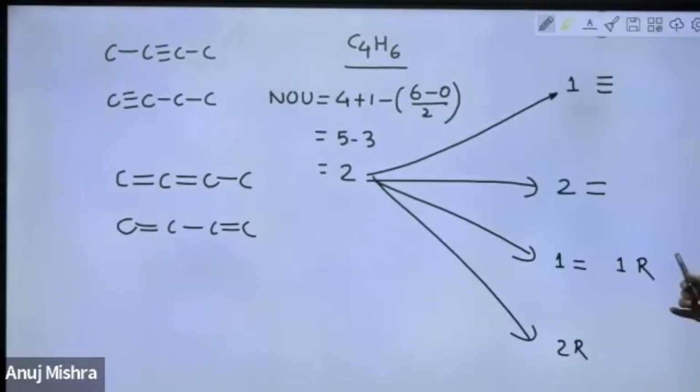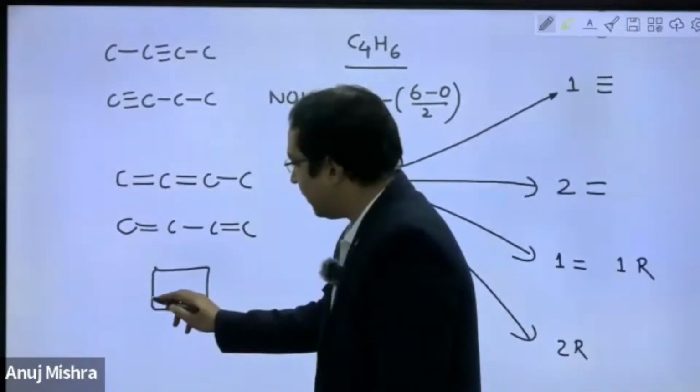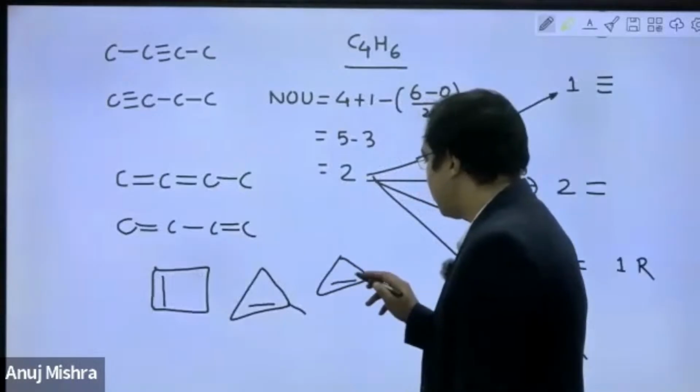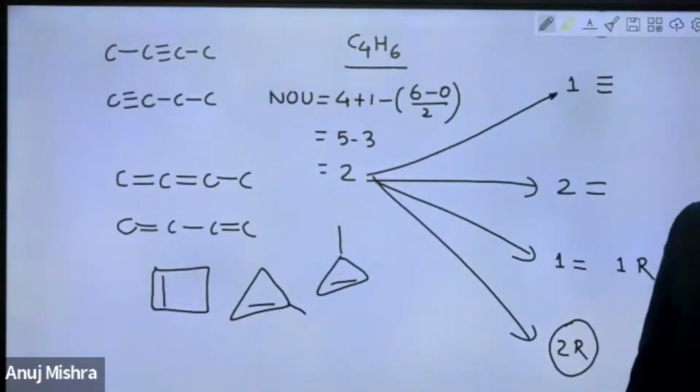Okay. One double bond, one ring. So let's say 4 members are like this. Make a double bond. Someone said 3 members are being made, that can be done. All these structures will satisfy C4H6. How about 2 rings?